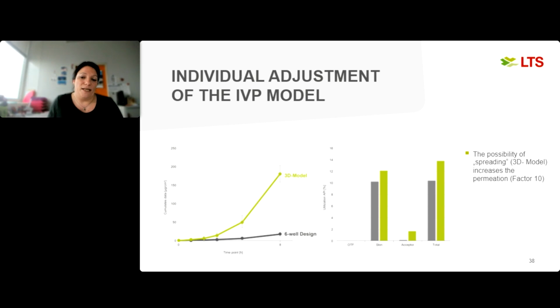And like you can see here in this example, we permeated in our normal 6-well design, and then we go to our 3-day model. There we only have a double of the diffusion area, but in this special example, we have an increase of permeability by a factor of 10. So it might be a good idea for this API to go at the end to a very fast dissolving film, which can be applied under the tongue to have more spreading conditions for this API.